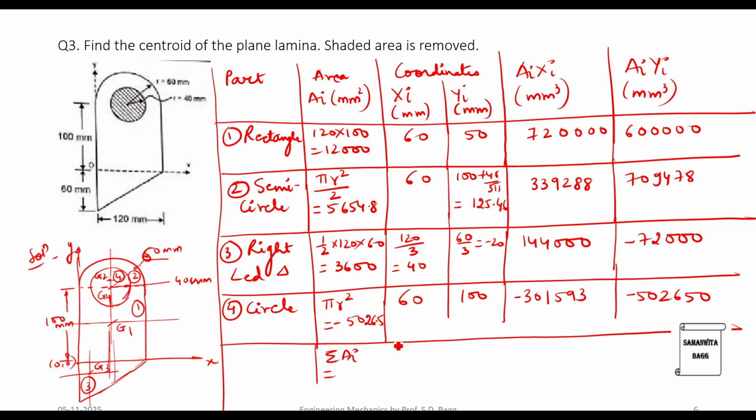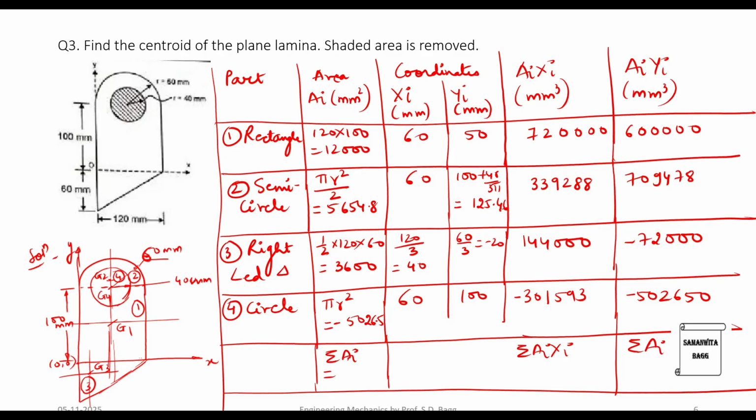Then find summation Ai, summation Ai xi, and summation Ai yi. This value is 16228.3. This is 901695 and this is 734828.